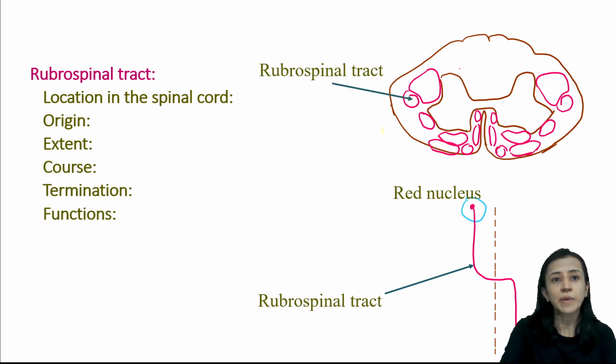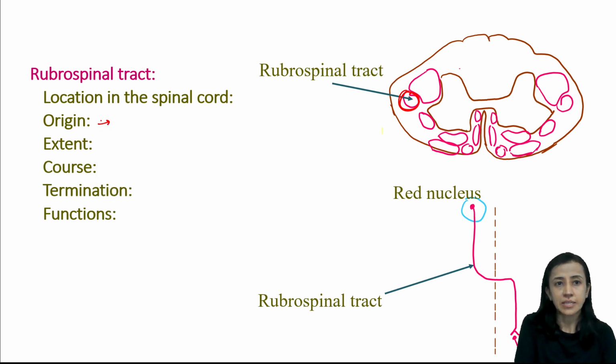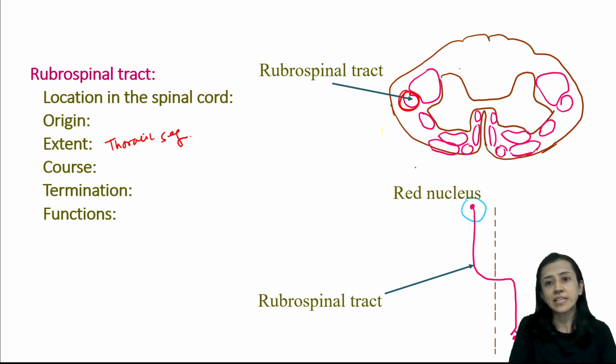Then the rubrospinal tracts. These rubrospinal tracts are located in the lateral white column here. They originate from the red nucleus. The name itself suggests it, the magnocellular neurons of the red nucleus, which is located in the midbrain, and they extend up to the thoracic segment. Then they cross to the midline. You can see here this red nucleus, and then they cross to the midline. Here you can see, and they terminate here.